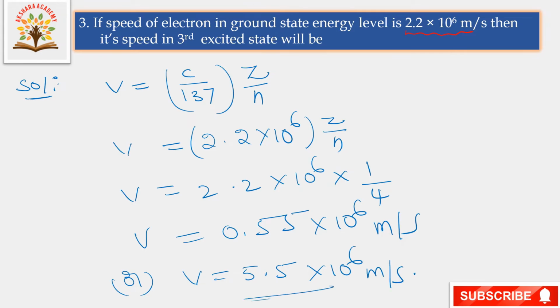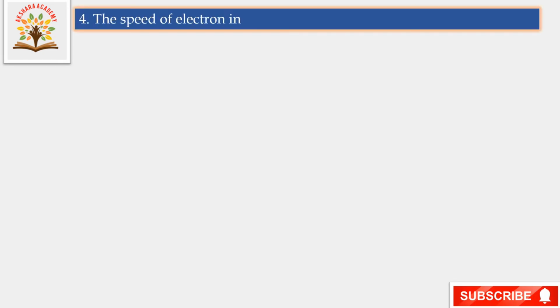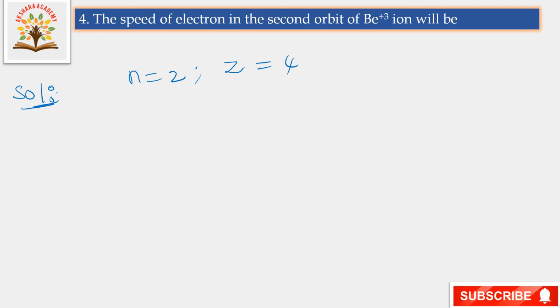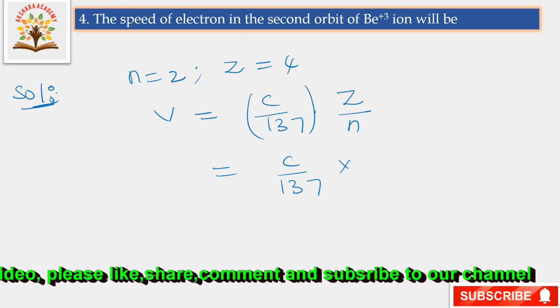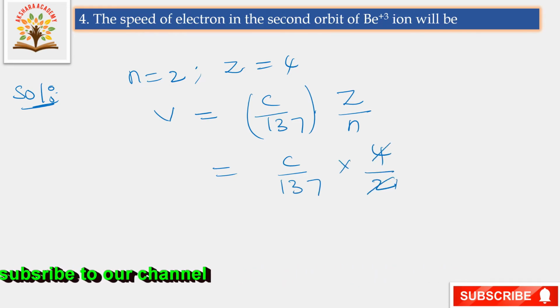Okay. Next we will go to the next question. The speed of electron in the second orbit of beryllium ion will be. Now let us go to the solution. N is equal to 2 and Z is equal to 4. So V, the speed of electron in the second orbit of beryllium ion, will be C by 137 into Z by N. So that is equal to C by 137 into 4 by 2, 2 ones are 2, 2 twos are 4.